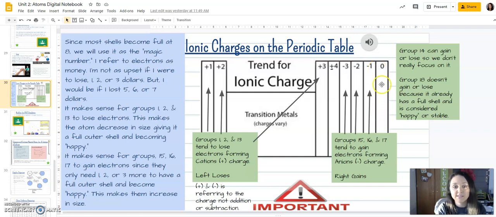Now group 18 is 0. Because it doesn't gain or lose electrons, it already is full. 18 has 8 valence electrons, happy, it will never gain or lose electrons.